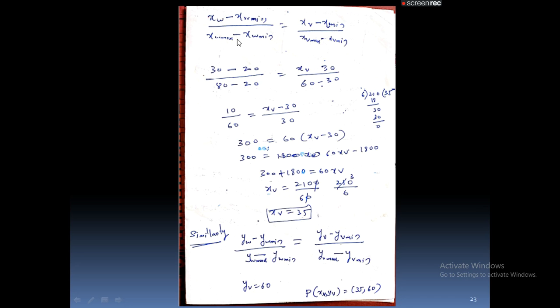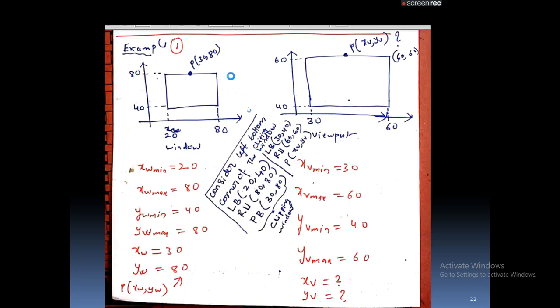This is nothing but the clipping window x-axis coordinate. This is the viewport x-axis coordinate. So I will substitute. Everything is written in the previous slide. Go to the previous slide and see that. Please see what xw min, xw max, yw min are. I wrote everything in detail. Xw value is 30. Yw value is 30.